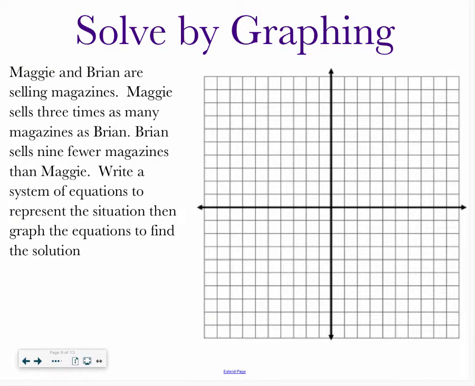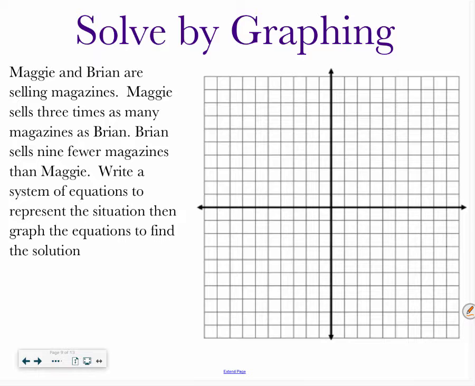Let's look at this word problem. We have Maggie and Brian are selling magazines. Maggie sells 3 times as many magazines as Brian. Brian sells 9 fewer magazines than Maggie. Write a system of equations to represent the situation, then graph the equations to find the solution.